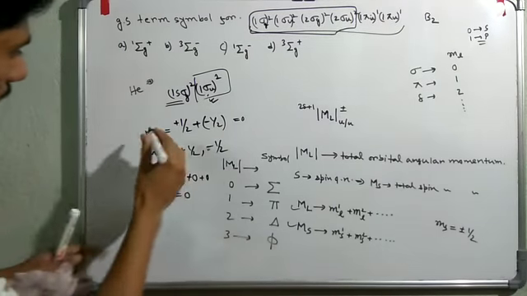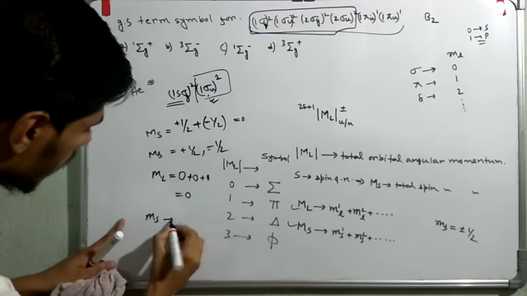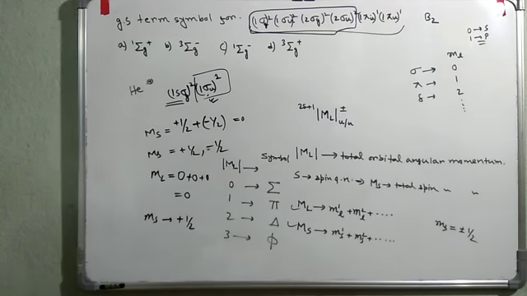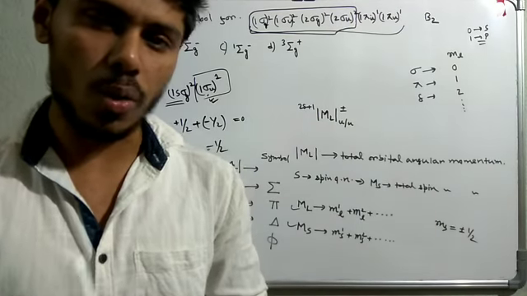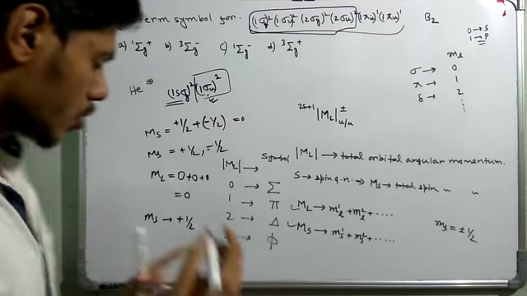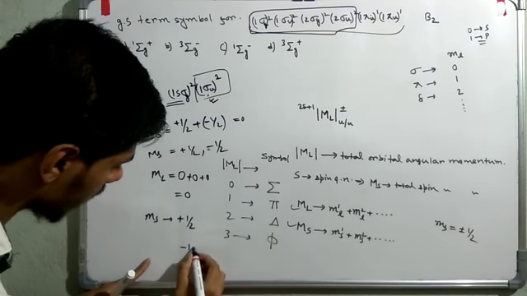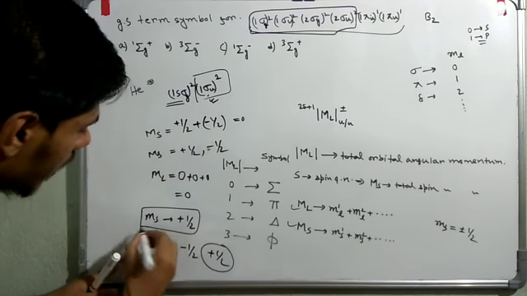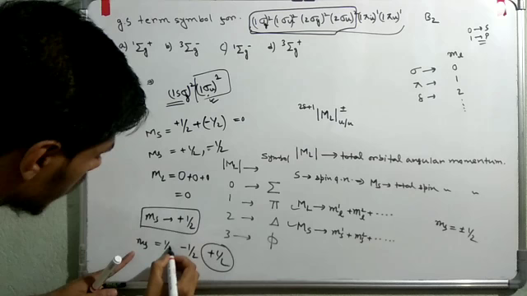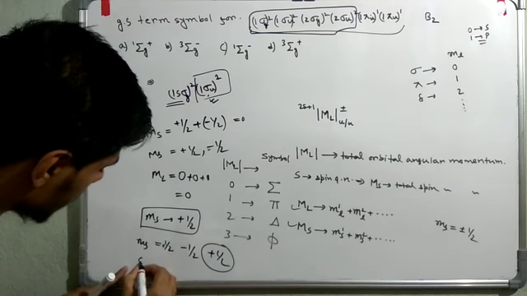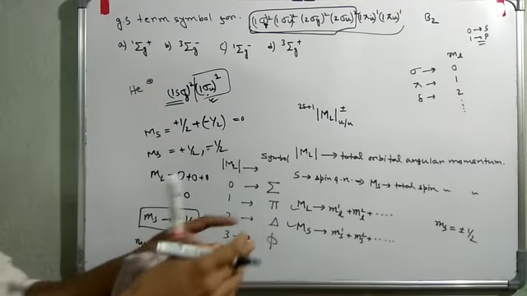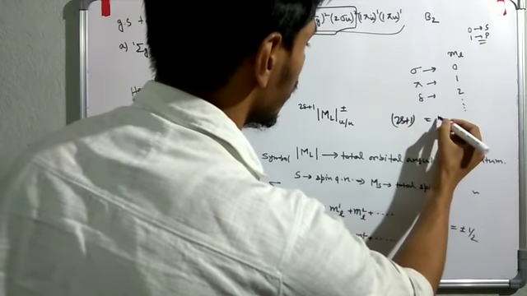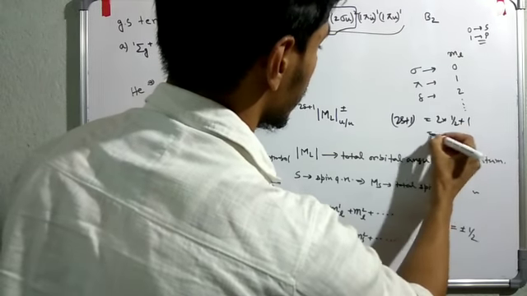Now, here we get Ms value equal to plus half. Why are we taking plus half? Because we have to take the highest value of Ms, according to Hund's rule. Here both values are possible, either minus half or plus half, but we will take the highest value, that is plus half. And if Ms value is plus half, that means S value is also plus half, right? So Ms is basically S, and from that we get 2S plus 1 equal to 2 into half plus 1, that is 2.